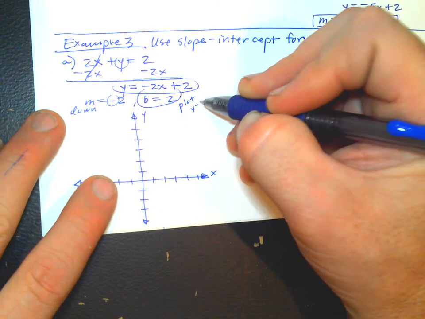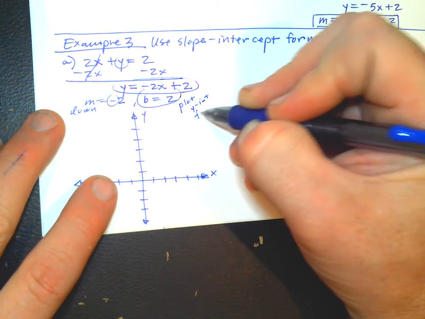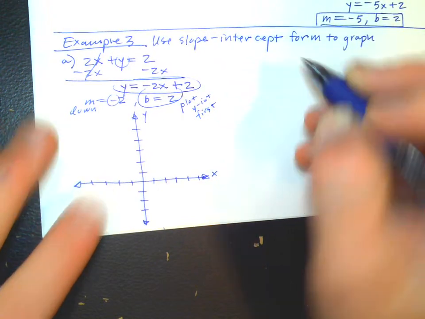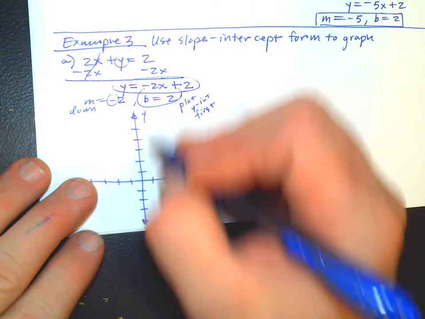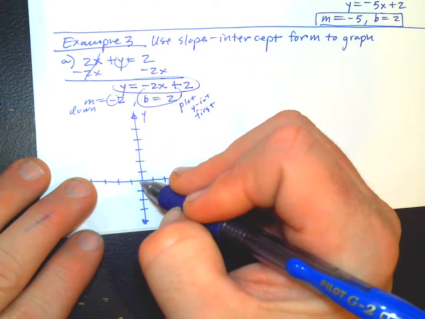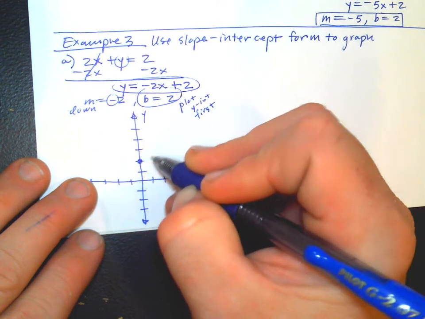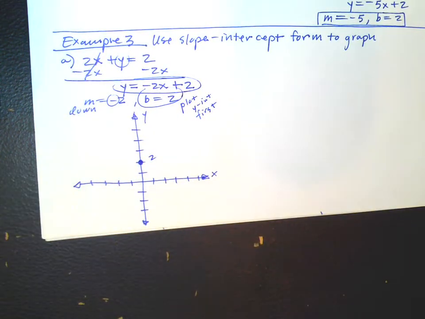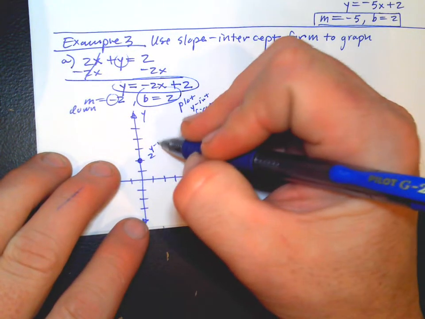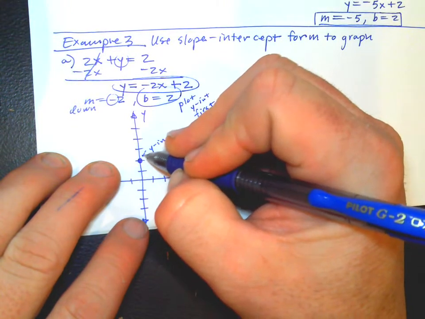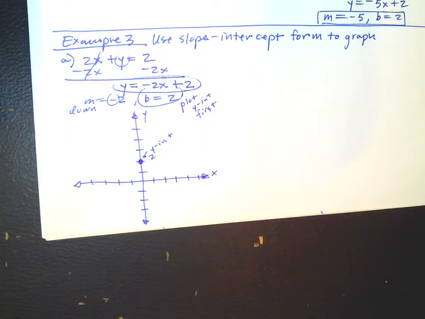Graph the y-intercept first. Okay. And it's a y-intercept, so it's where it crosses y. So you go up 1, 2. That's your y-intercept. That's also the point on your graph. So start there. That's the y-intercept. All right. Maybe put the number next to it.